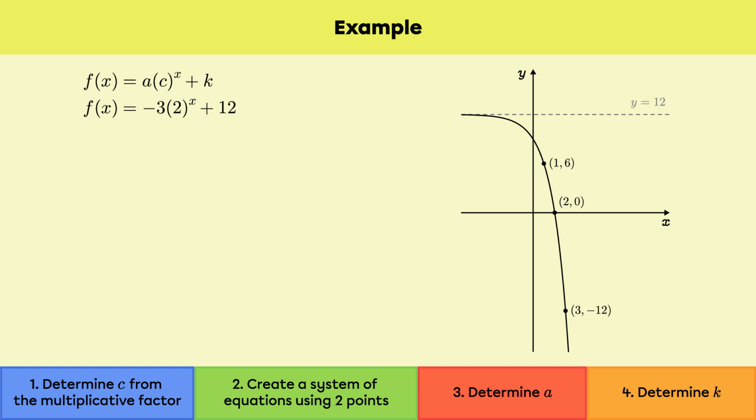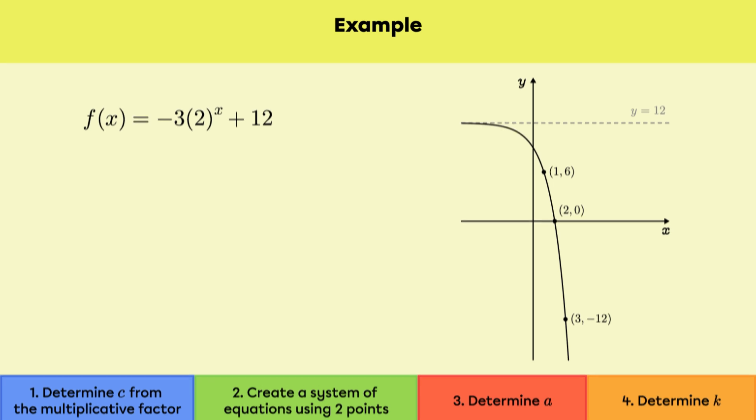So the rule for the exponential function is f of x equals negative 3 times 2 to the power of x plus 12. I hope this video about finding the rule of an exponential function from 3 consecutive points helped you to better understand.